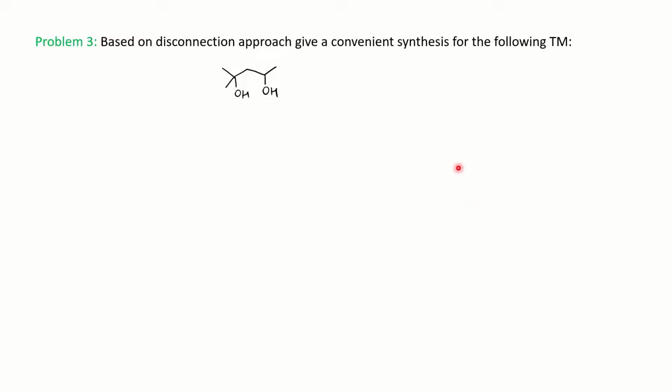The next problem, here again you have to find out the disconnection approach for the given target molecule. You can see here the 2 OH are 1,3 position to each other. So we'll see the disconnection approach. First we will convert this OH into carbonyl group. So we will be applying FGI, that is functional group interconversion.